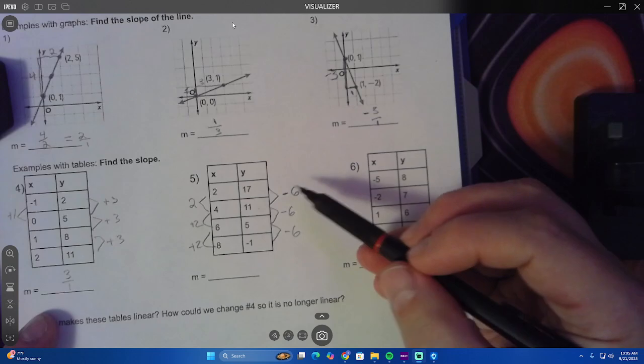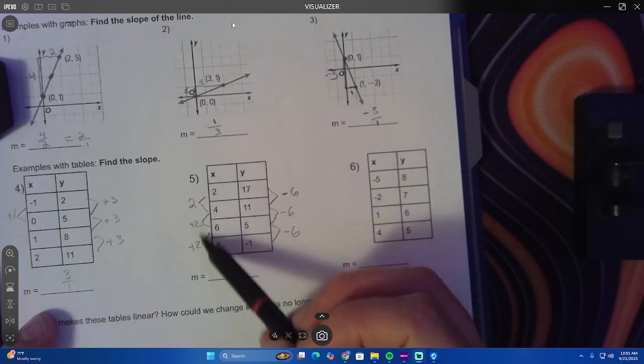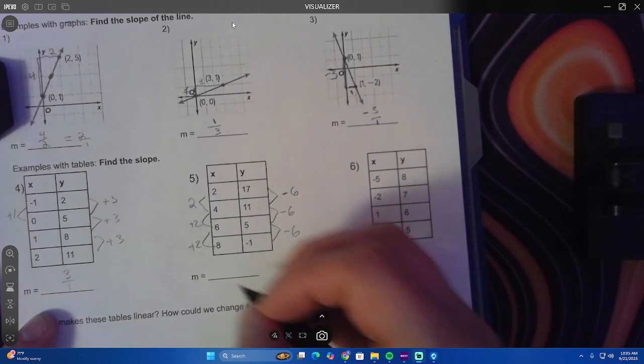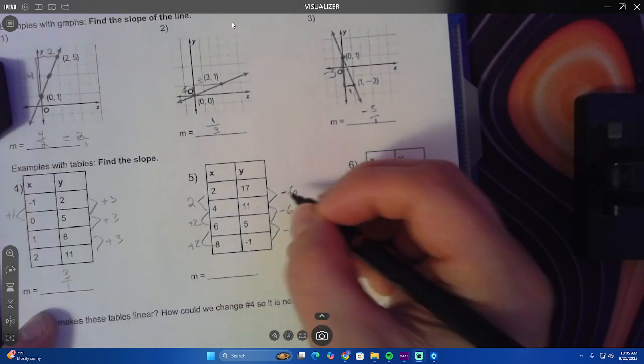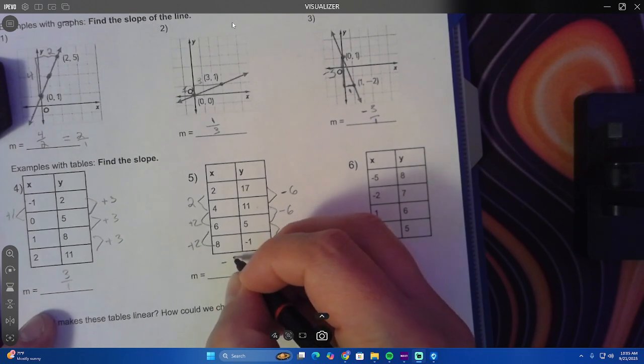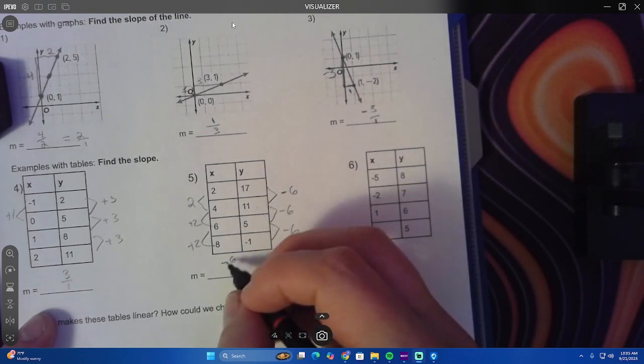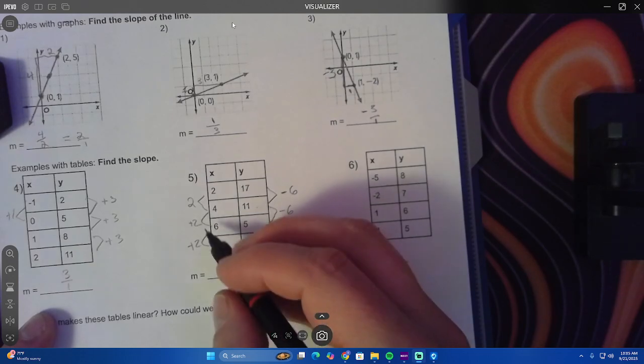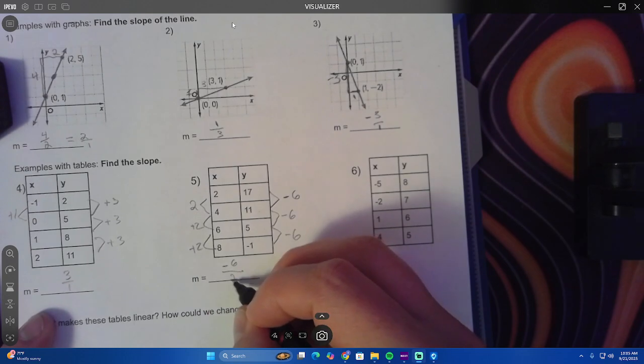So I can see I have a consistent change in my y and a consistent change in my x. And that's telling me that this is the table of a linear line. So now to write my slope, I would include that negative sign in my change in my y direction. So remember, slope's the change in y over the change in x. So I'm going to have negative 6 over positive 2.